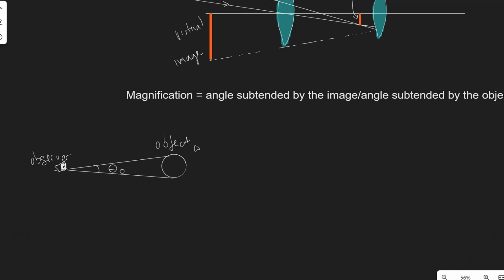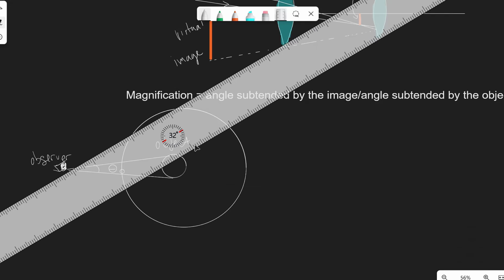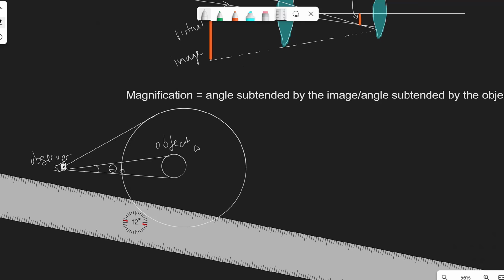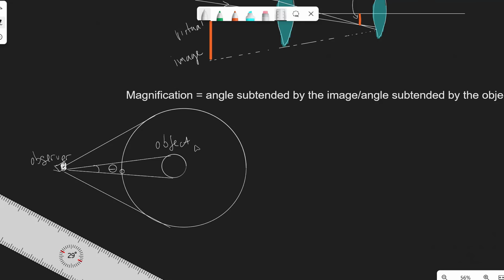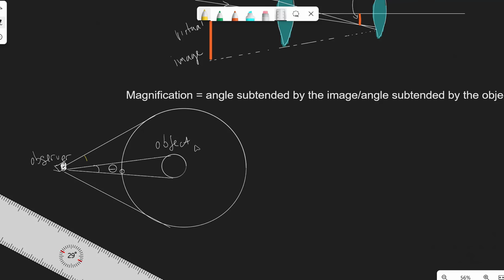If we were to look at the moon through a telescope, the moon would appear a lot bigger. So let's say it will be about this big, and this will subtend an angle which is considerably bigger, and we can call this angle theta I for the angle of the image. So let's use a different color for this one. I'm going to pick yellow, and this here will be theta I.